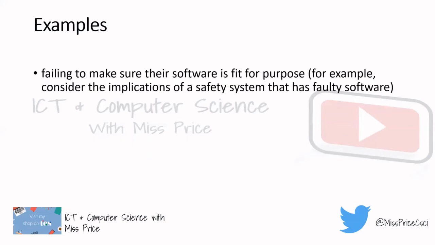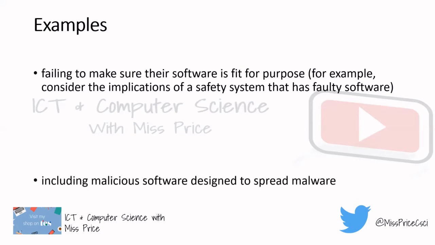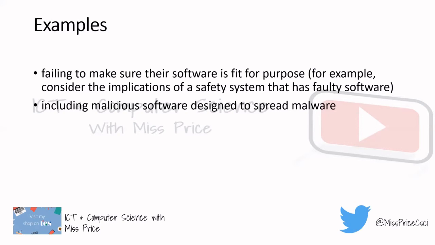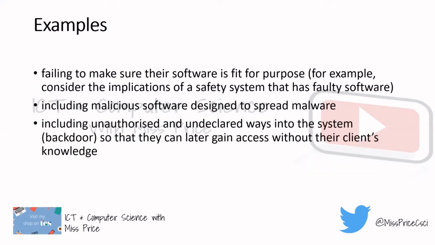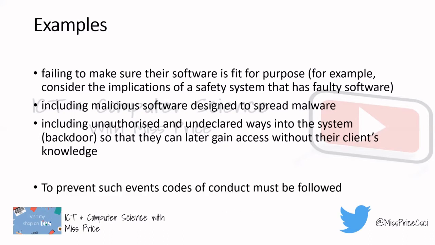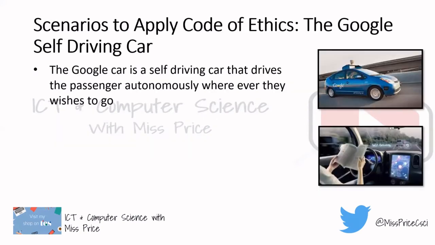So here's some examples. Failing to make sure that the software is fit for purpose. So considering the implications the system will have with faulty software, including malicious software designed to spread malware, and including unauthorized and undeclared ways into the system, basically through a backdoor, so they can later gain access without their client's knowledge. Okay, so that's when someone basically is at home, they've managed to find a way that they can enter the system from home. Okay, so this will basically prevent events, and codes of conduct obviously must be followed.